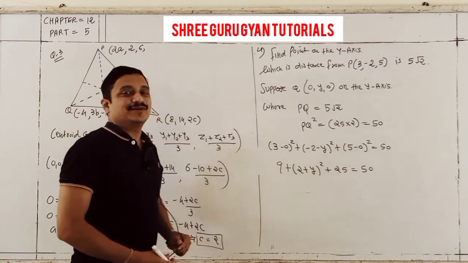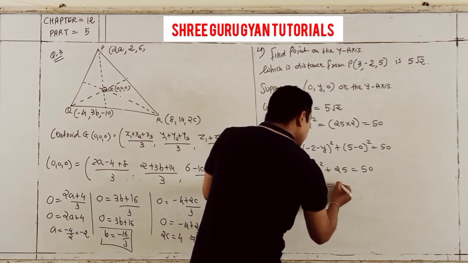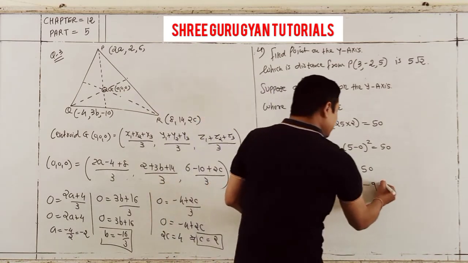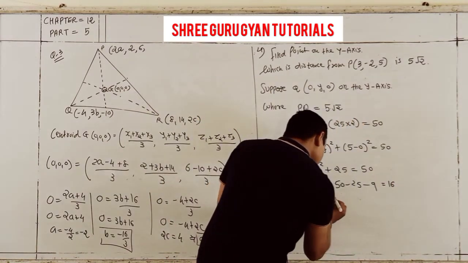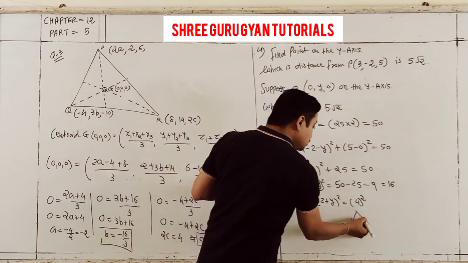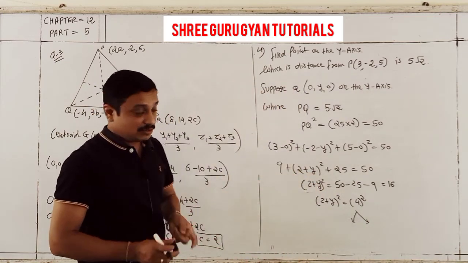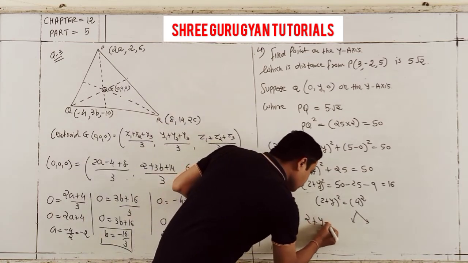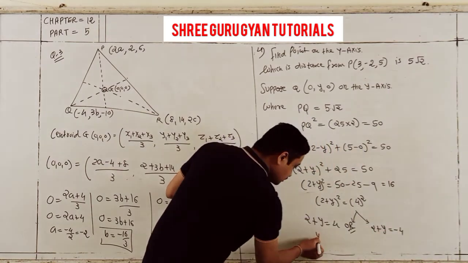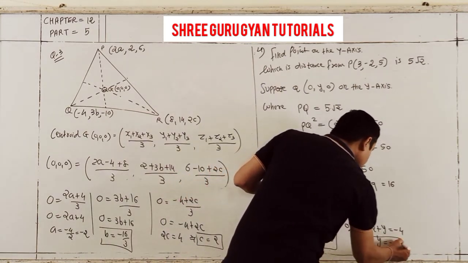Now students, you will solve it in a simple way. (2 plus y) whole square is equal to 50 minus 25 minus 9. That is 25, and 25 minus 9 is 16. So we can write 16 as 4 square. Here I will get two answers, one with plus 4 and one with minus 4. So 2 plus y is equal to 4, or 2 plus y is equal to -4. So y becomes 2 here, and y becomes -6 here. And these are the two answers, students.